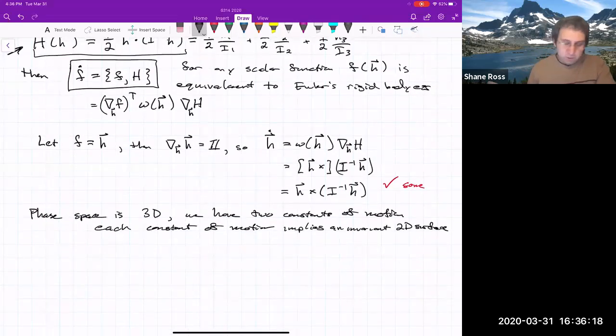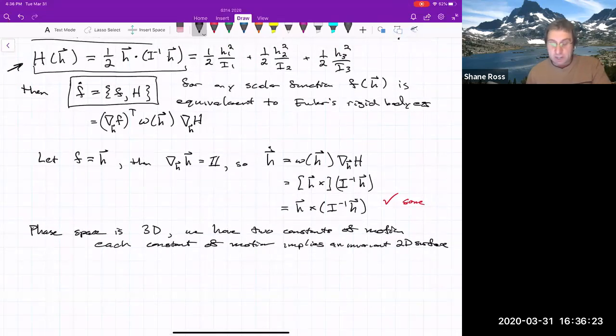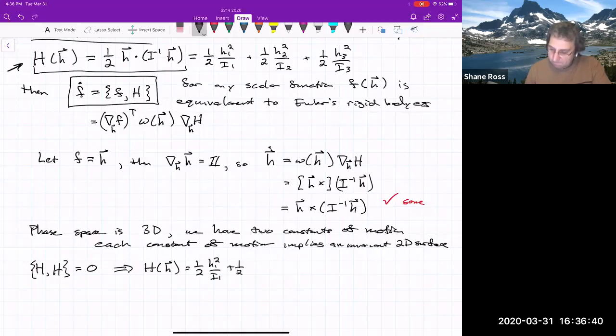So the first constant of motion would be the Hamiltonian, so the total rotational energy. And why do we know that's constant? Well, because H with H, the Poisson bracket, is 0. So this implies H, which I'll just write it again, that function, equals constant. That function is a constant.